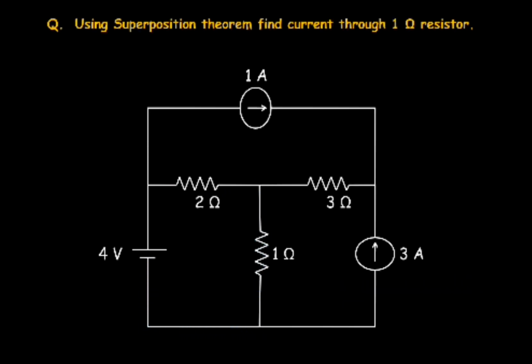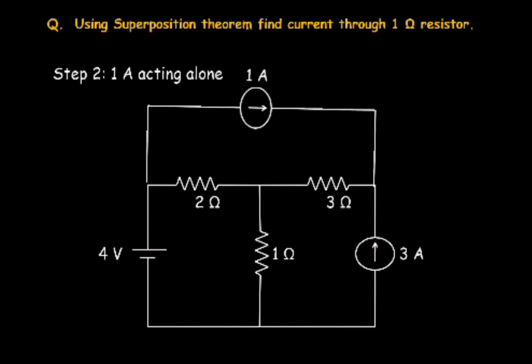Now in step number 2, we will consider 1 ampere acting alone. So this 1 ampere current source is acting in step number 2. So we have to deactivate this 3 ampere current source and this 4 volt voltage source. Again, we are marking the terminals A and B, and the current name will now be I double dash because we are in step number 2.